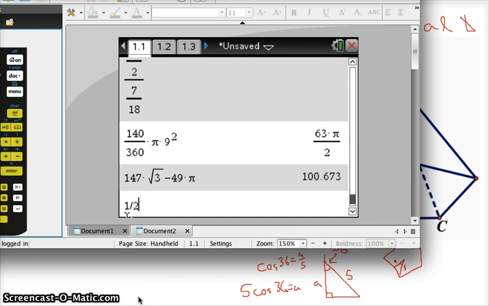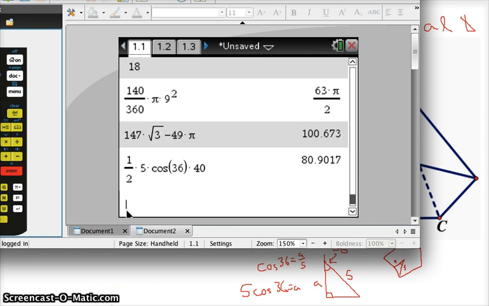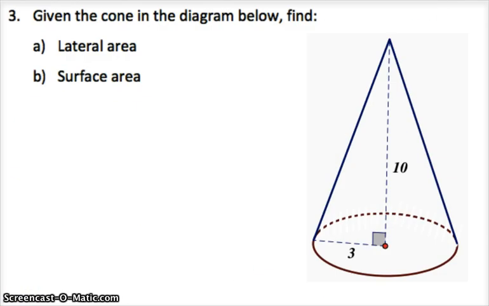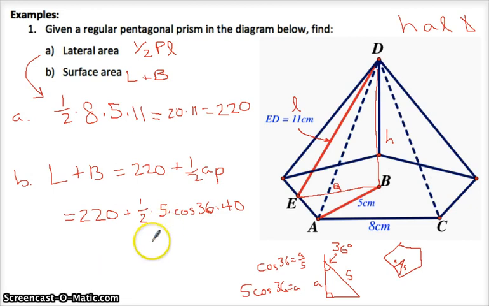Half times 5 times cosine 36 times 40. Let's just go straight to decimal. That's 80.90. Oh, come on. Sorry, excellent page. This is 80.9. This is 220. Now we're in approximately equal land. That works out to 300.9. Okay.